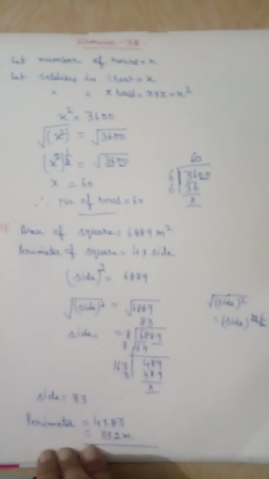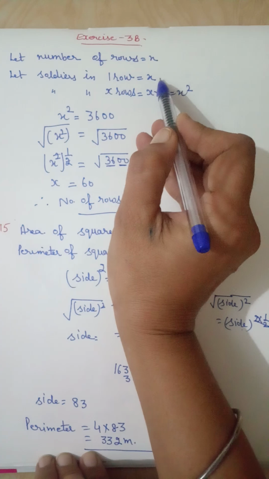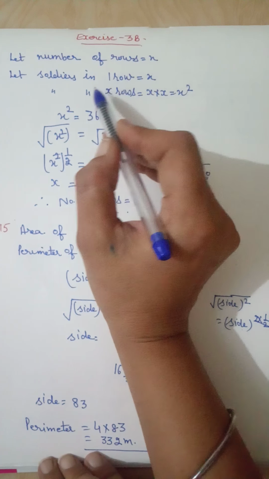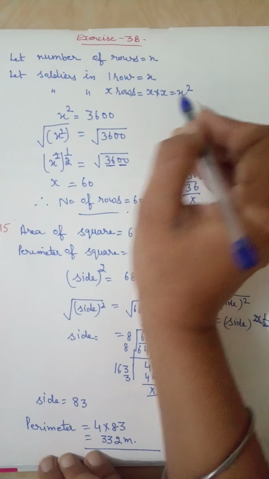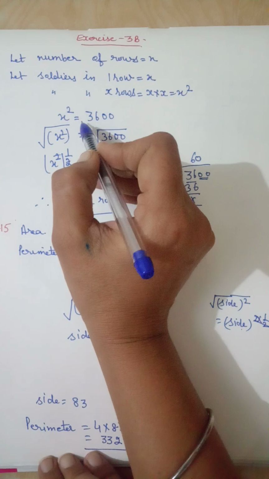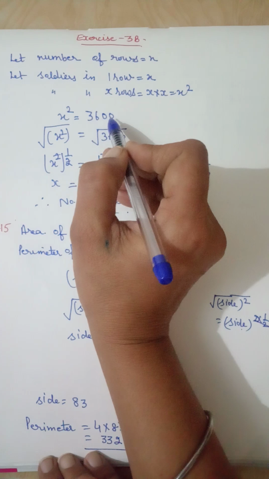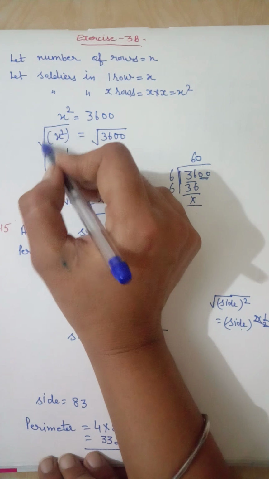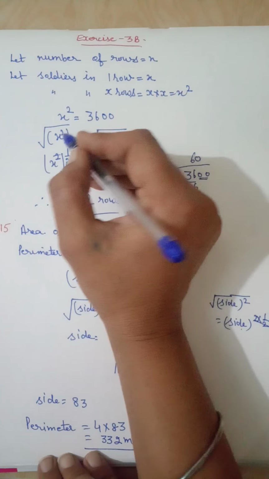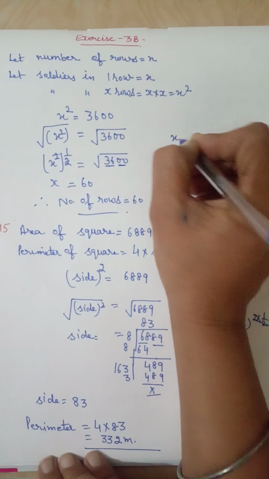Now it is given every row has as many soldiers as there are rows. So we write here let the soldiers in one row be x. So total rows are x, soldiers in x rows is equal to x into x, x square. Now we have x square is equal to 3600, the soldiers given. Now we want to find out x. So for finding x we will take the square root, because square root means power half.